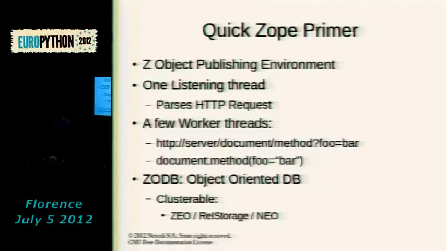And all these objects for which Zope translates URLs into method calls are usually stored in an object-oriented database called ZODB, which happens to be clusterable. One of these clustering solutions is Neo, also called Neopod, which is developed by Nexedi, my company, and I have to mention it because after all I'm being sponsored by my company to be here.